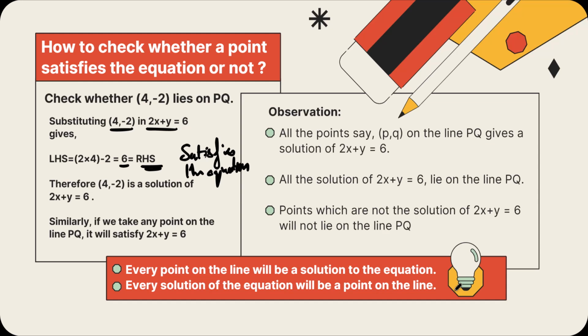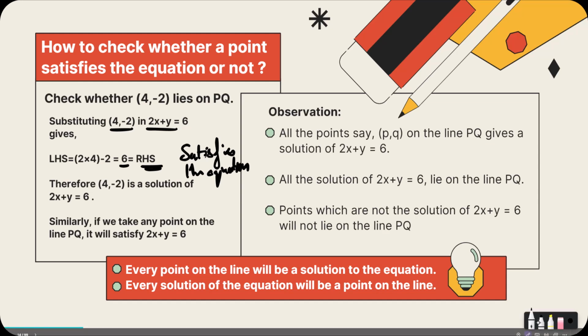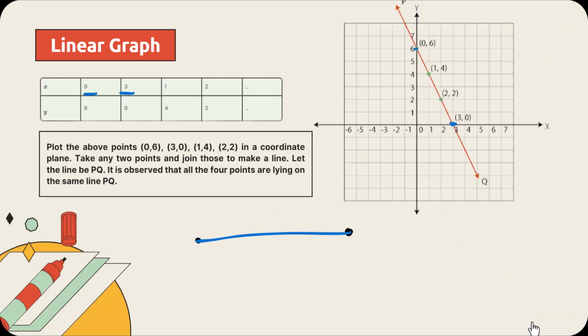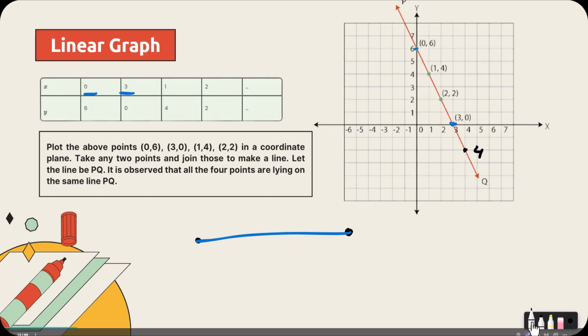So (4, -2) is a solution of 2x plus y equal to 6, right? So that point (4, -2) will be on the line PQ which we drew before. You can check here again, see here. This is (4, -2). It will be on the line. That's how it is.